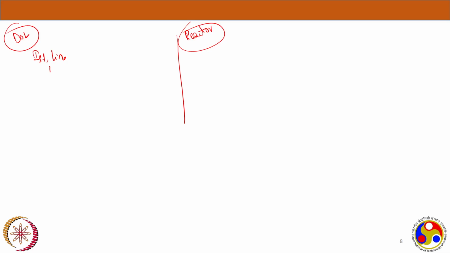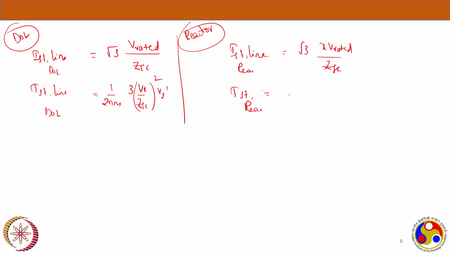Now in the reactor starting, we have root 3 times X times V rated by Z_SC, and the starting torque will be 1 by 2 pi Ns times 3 times X times V rated by Z_SC whole square R2 dash.